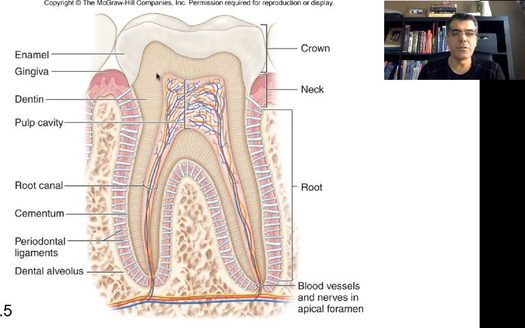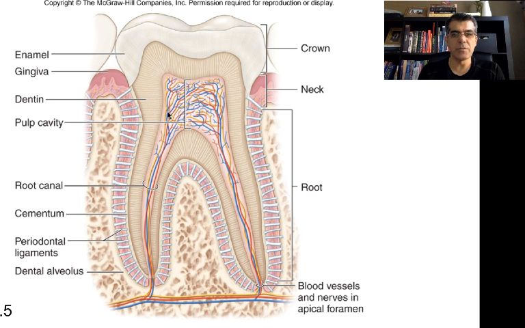The bulk of your tooth is composed of a material called dentin, which is harder than bone. The exposed part of the dentin is covered by another structure called enamel, and that is going to create basically the crown part of the tooth. The root is covered by another structure called cementum and is attached to the wall of the alveolar socket by a bunch of ligaments called periodontal ligaments.